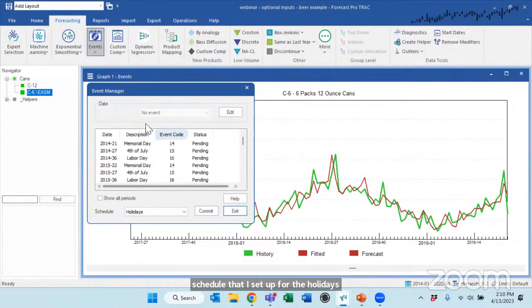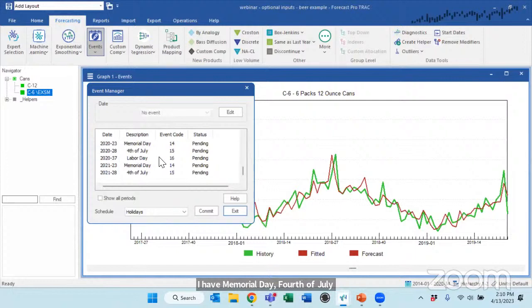The schedule is shown here. I actually created it in Excel, but basically for every year, I specify where Memorial Day, the 4th of July, and Labor Day occur. I cover the history, so you can see it's quite a long list here, and I cover the forecast period. So this is an example of an event schedule. It's simply saying I've got 3 different kinds of events: Memorial Day, 4th of July, and Labor Day.